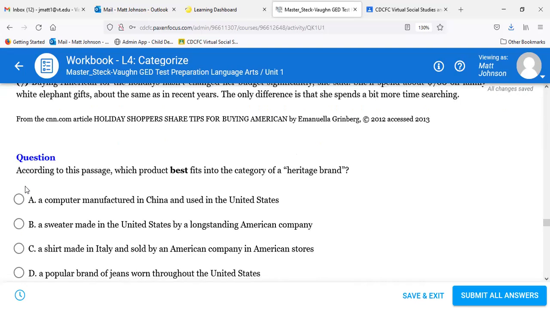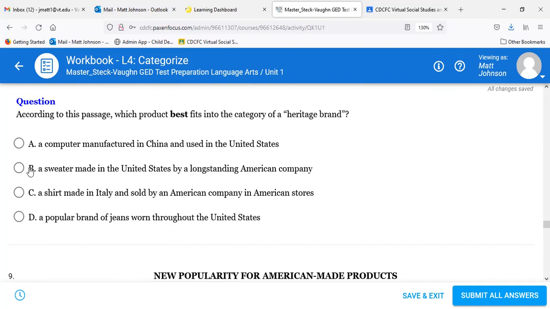And for number eight, according to this passage, which product best fits into the category of a heritage brand? A, a computer manufactured in China and used in the U.S. B, a sweater made in the U.S. by a longstanding American company. C, a shirt made in Italy and sold by an American company. Or D, a popular brand of jeans worn throughout the U.S. B, B as in boy?